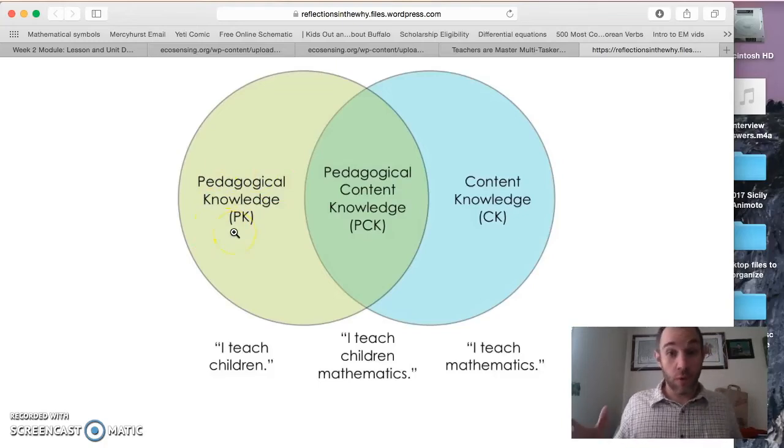So if you know all of those, great. But does that make you a good physics teacher? Not necessarily, unless you also have content knowledge. So do you know the content that you're going to teach?